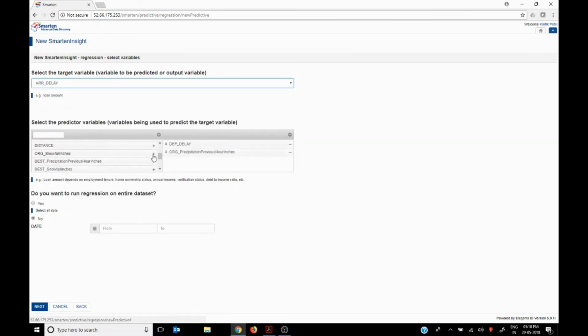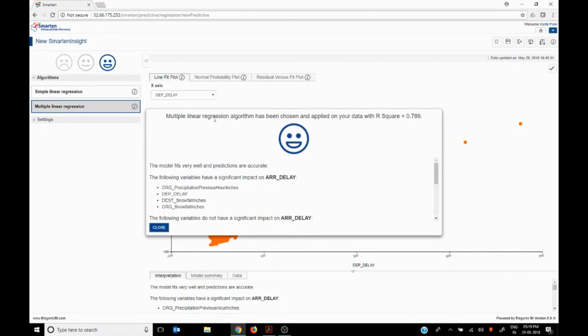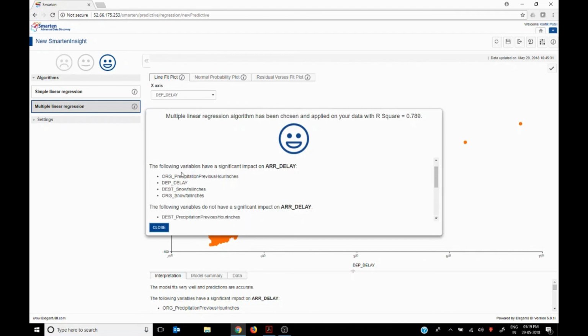After we choose this data and the regression algorithm technique, the system will work on finding the best fit algorithm and automatically present results and insights. As you can see, it has chosen multilinear regression analysis as the best technique for this use case, and the interpretation is provided in simple language, so the user can easily understand and use the data for insight. The analysis reveals what will cause or influence arrival delays.